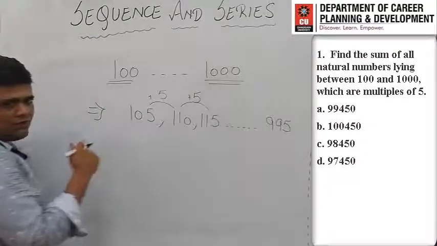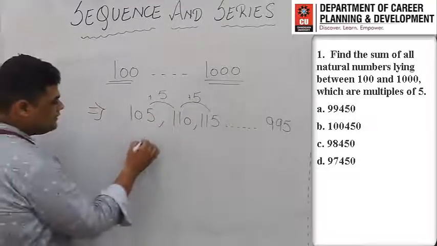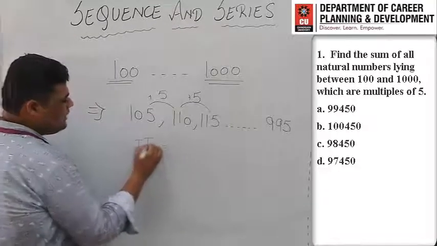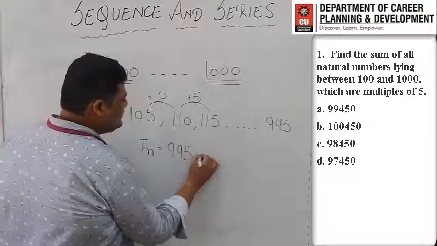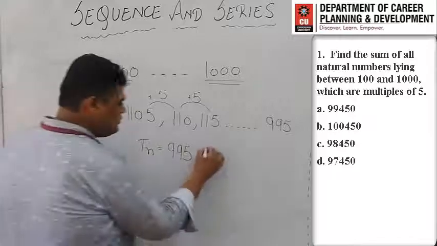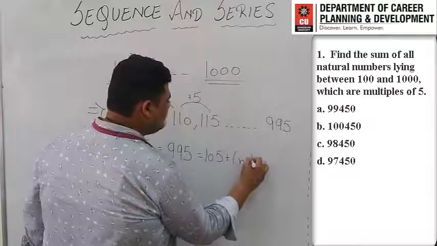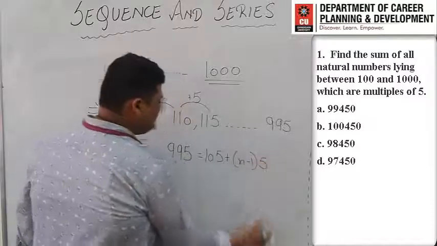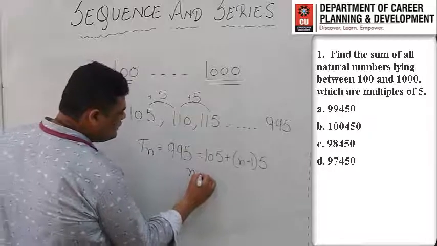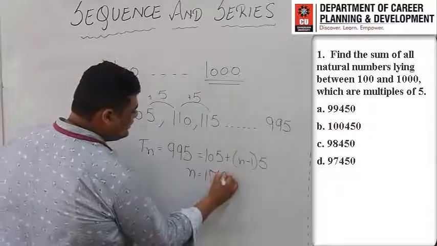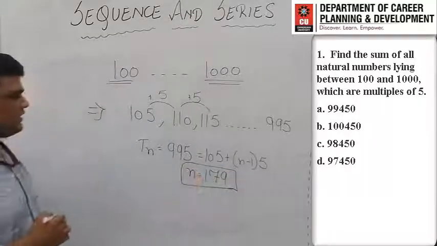So let us find the number of terms. How to find the number of terms? That is by using the formula of Tn, the nth term. Tn which is given to us, 995, is equal to a, that is 105, plus n minus 1 multiplied by d, that is 5. If you solve this equation, the value of n will turn out to be 179.